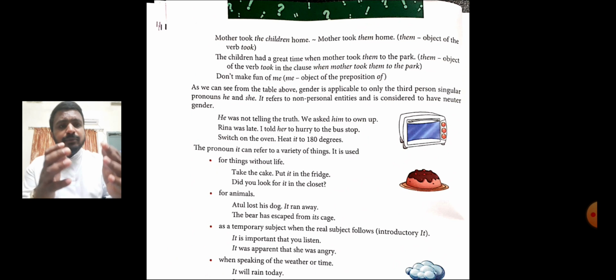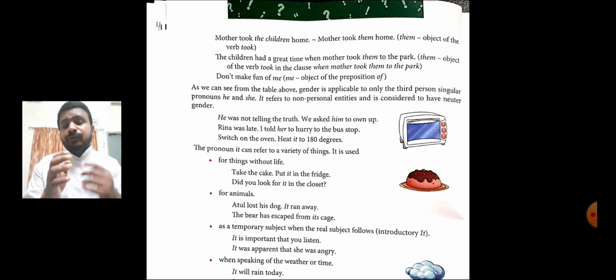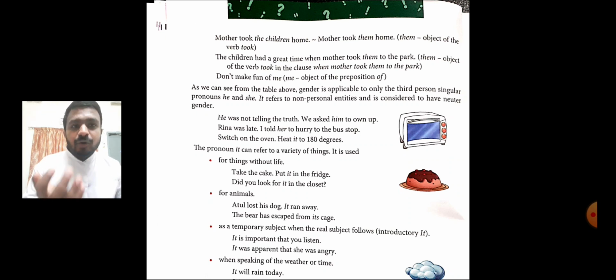Now the example is given for the objective types. That means how the personal pronoun is used as an object. Mother took the children home. Mother took them home. There, them has come as the object. Now, only the pronoun will be coming with the third person singular. There, he and she come, and there only the gender will be applicable.